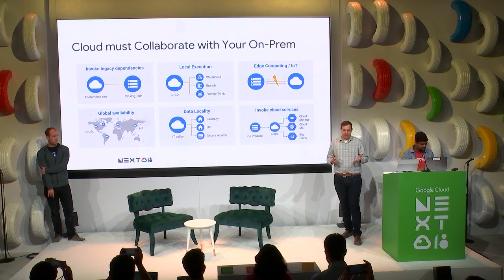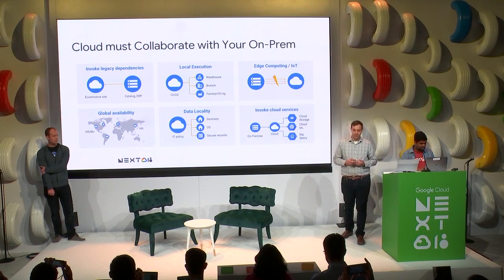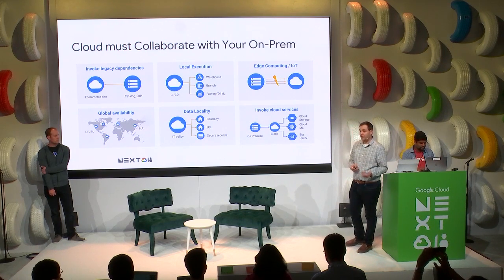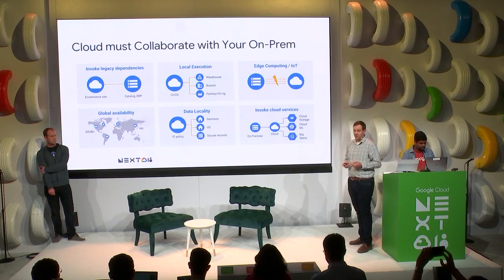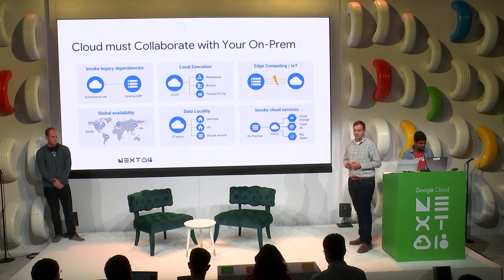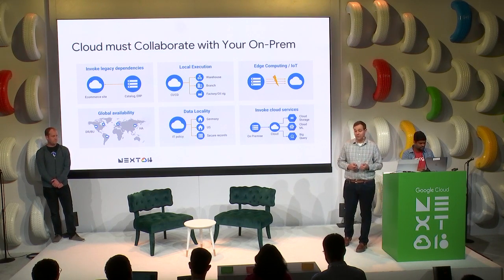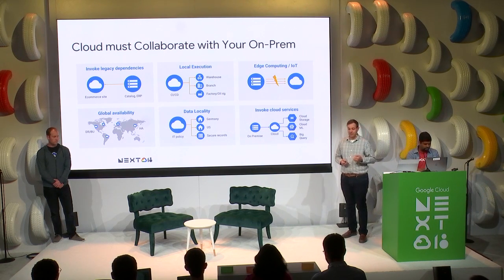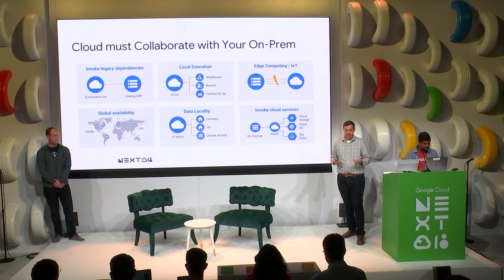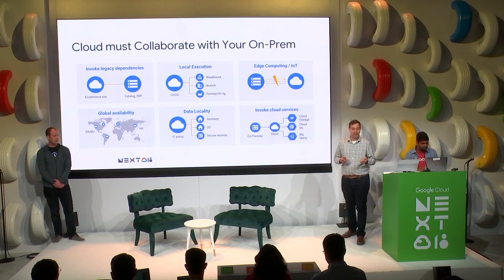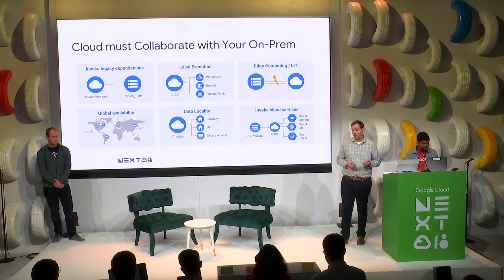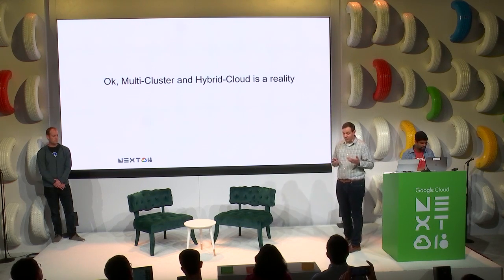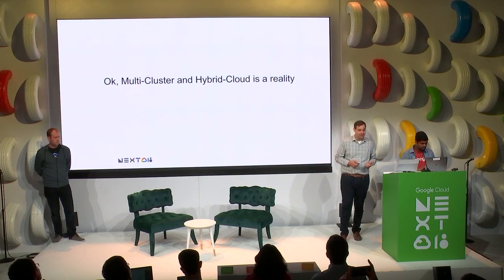And finally, once you're on-prem, you can take advantage of a lot of the things that your cloud provider offers by reaching out from your on-prem to the cloud. And that necessarily means you need to invoke cloud services from on-prem. So as you can see, it's pretty clear that a lot of companies need to be thinking about being both on-prem and in the cloud. They need to be thinking about many clusters. So with that, I'll say, okay, multi-cluster and hybrid cloud is a reality.